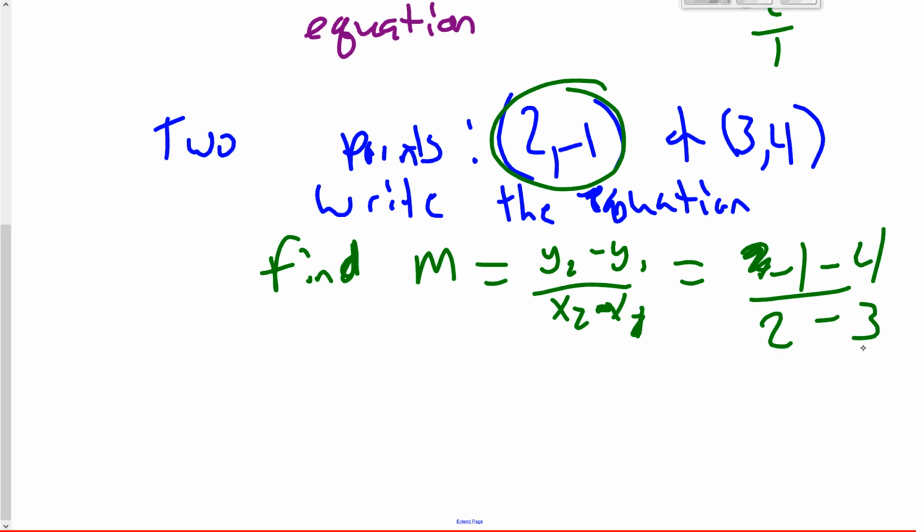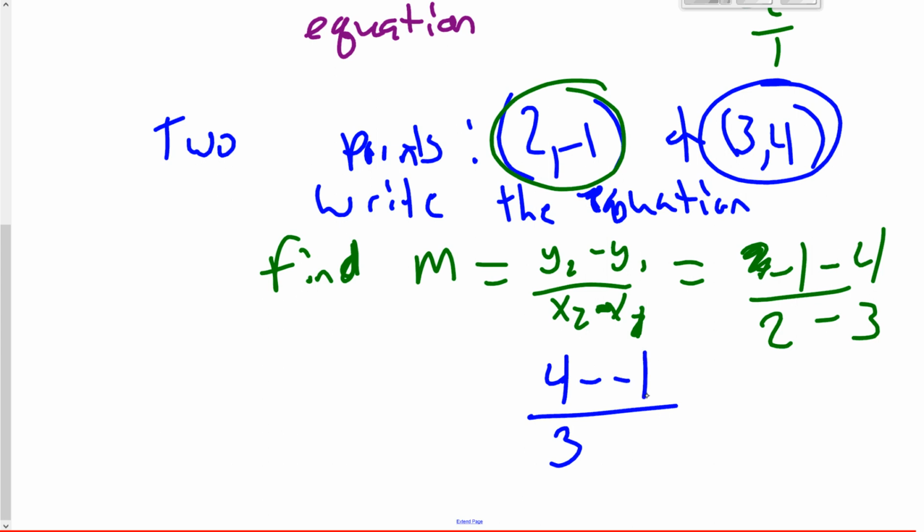Or I could start with this point. I just have to make sure that whatever I start with, I start with that same point's x on the bottom. So I start with the y on top and the x on bottom from the same point. That one would be subtract minus 1, and this one would be subtract 2. So we can see we get 5 over 1, and this one we get a negative 5 over a negative 1, which is the same thing as 5.